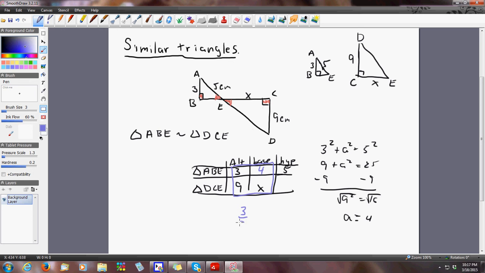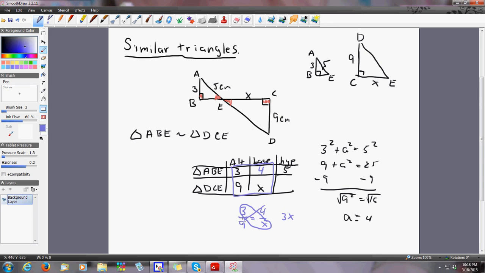So now I can say 3 over 9 equals 4 over x. I'm going to cross multiply, and I get 3x equals 36. Divide by 3, and I get x equals 12. So this is going to be 12. And what you can also notice, and I hope you do, is, let me erase this, is this. Once I know that that's 12, take a look at the relationship here. 9 is 3 times larger than 3. 12 is 3 times larger than 4. So what do you think this is going to be? I'm hoping you said 15.